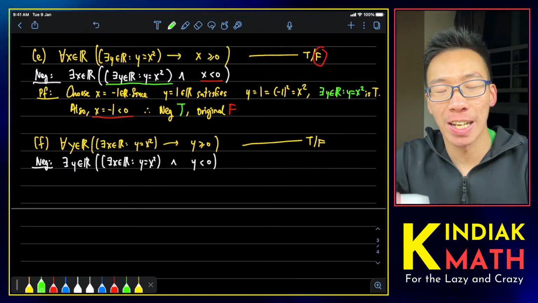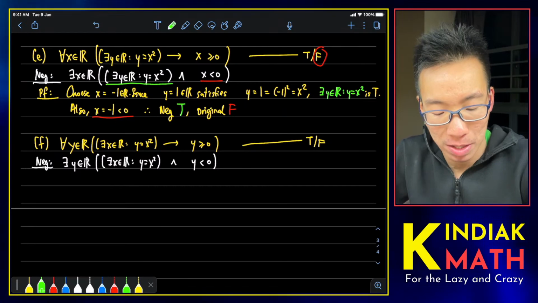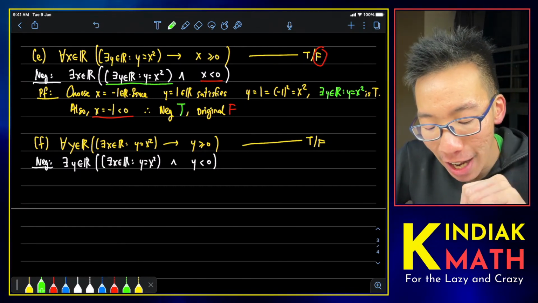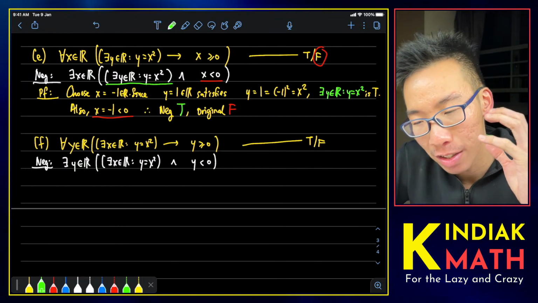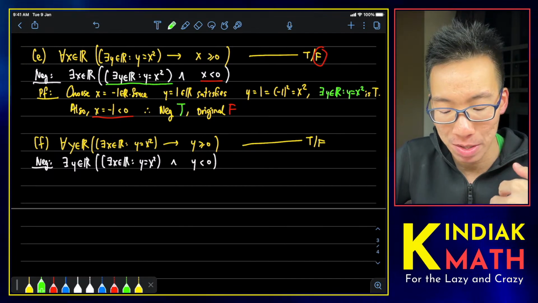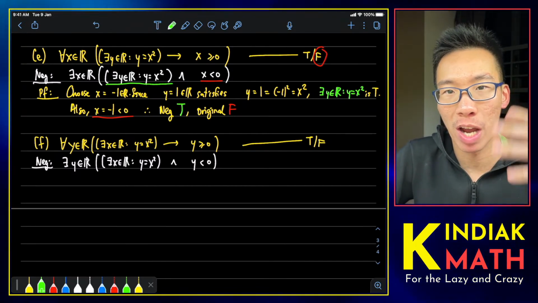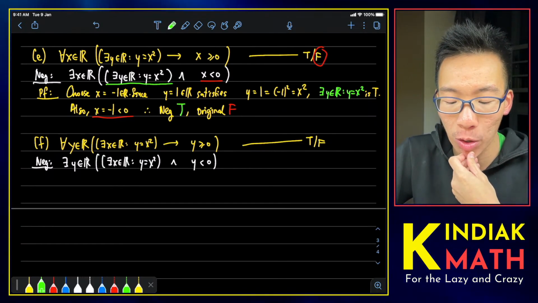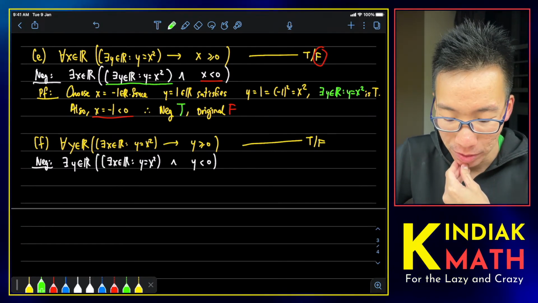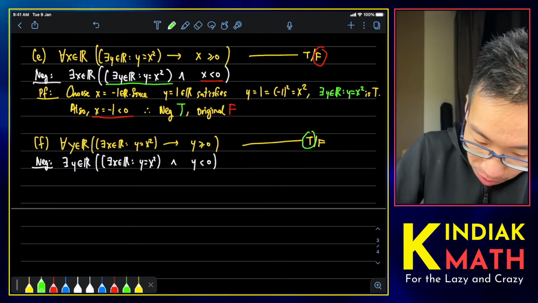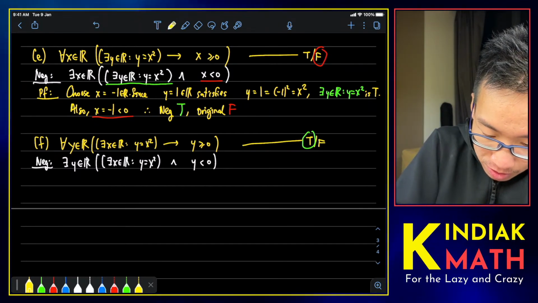And we might expect that the last one is true, but let's see what it means. It says that for any y in R, if we can find a real number x such that y equals x squared, then y will be bigger than 0. Y will be non-negative, and that's true, right? That's true. So let's check that out.